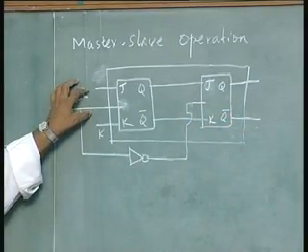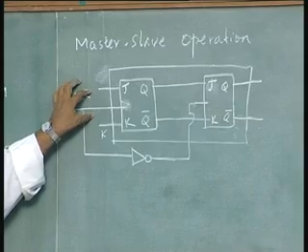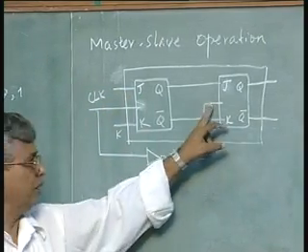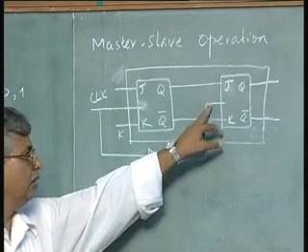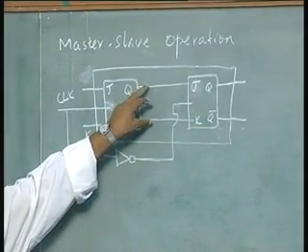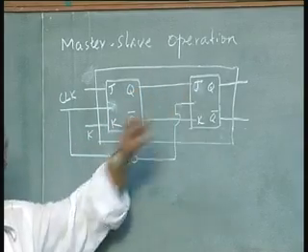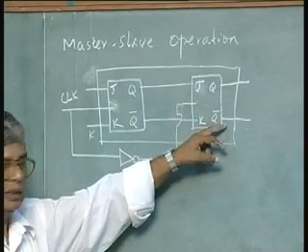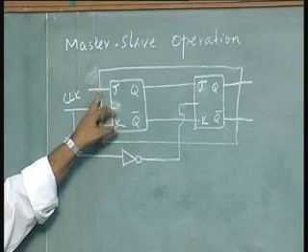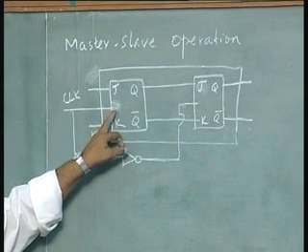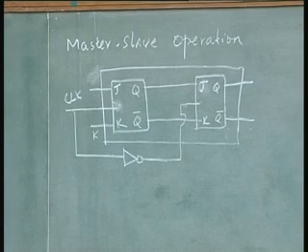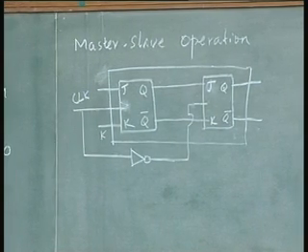When the clock high period is over for this flip flop, that will be put here. This flip flop becomes clock high. Any output at that time will be the input to the flip flop, and that will change. But no more change is possible in this flip flop because the clock has already been removed. This way we can eliminate the racing condition. It is called master slave operation.